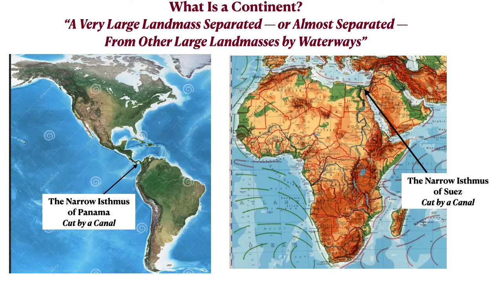So North and South America are connected at the Isthmus of Panama, but it's a very narrow connection, and it's actually been cut by a canal. And Africa is connected to Asia by a very narrow isthmus of Suez, which incidentally has also been cut by a canal. So I suppose you could say they're separated by water now, but that's a human-made deviation from the natural norm, if you will.